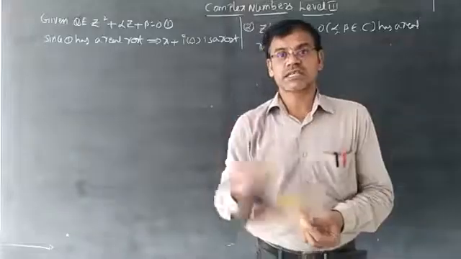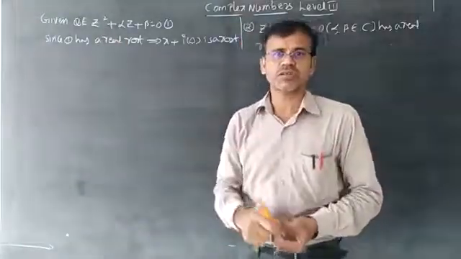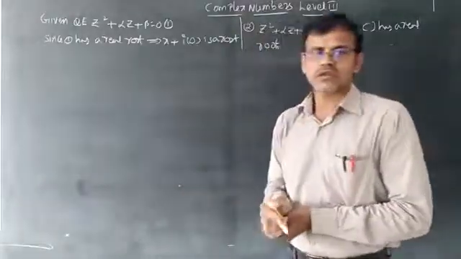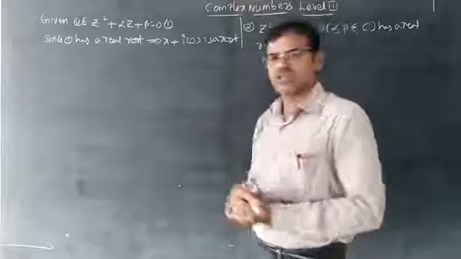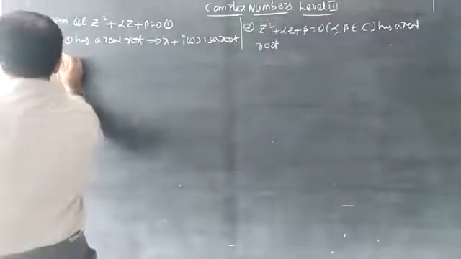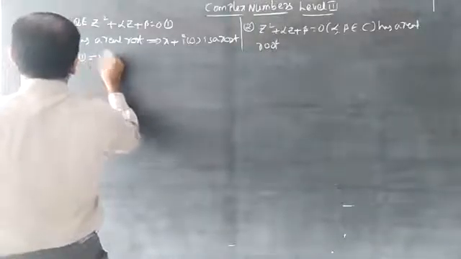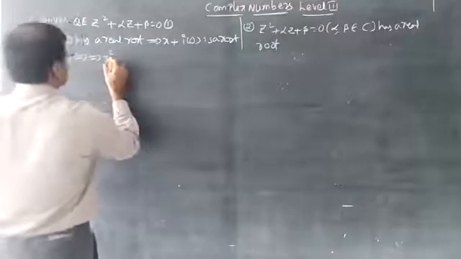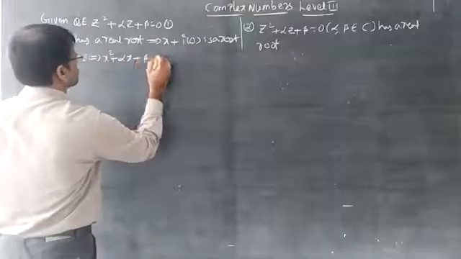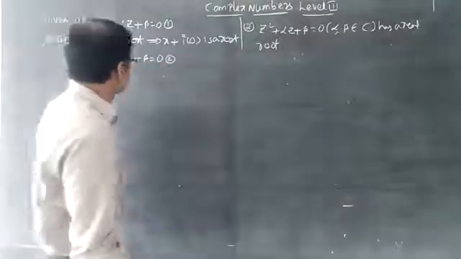So z square plus alpha z plus beta is associated with complex numbers, but here we are thinking it is a real root. Whenever it is a real root, then x plus i into 0 we thought. So substitute in 1. Instead of z you write x. So x square plus alpha x plus beta is equal to 0. Let it be second equation.